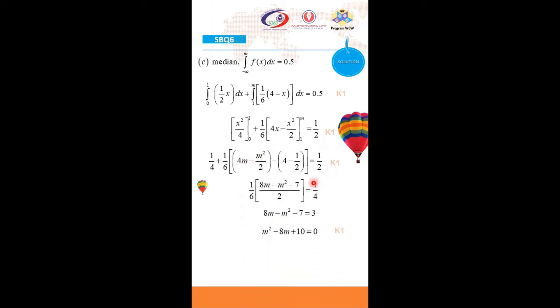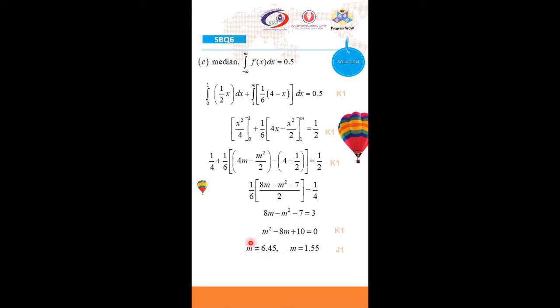And then we integrate, 1 mark. And then we solve it to find m, 1 mark, and the correct answer for m, oh, not yet. And then you simplify until you get a quadratic. Once you get the quadratic, you get 1 mark, and the answer is 1 mark. So total here for part C, 1, 2, 3, 4, 5. So 5 marks to find the median.